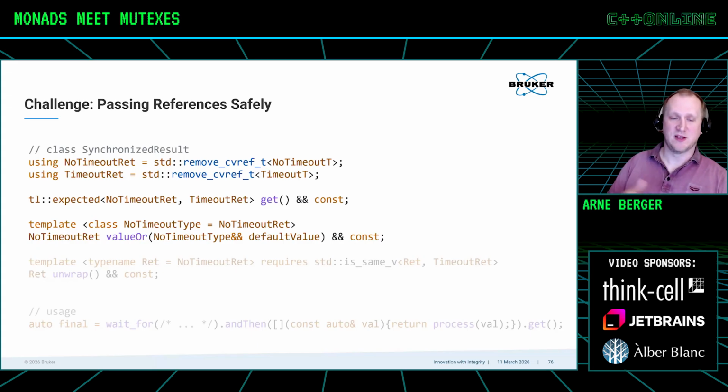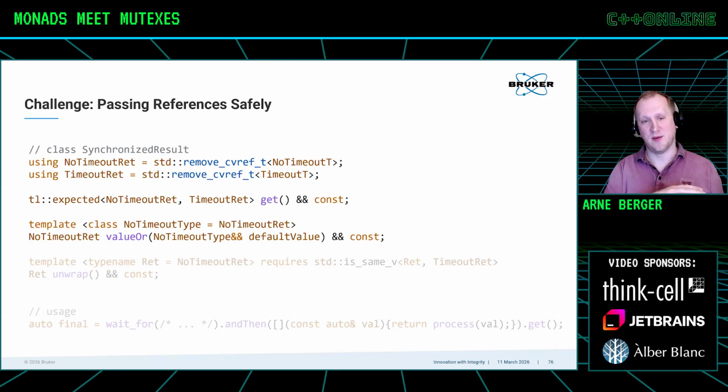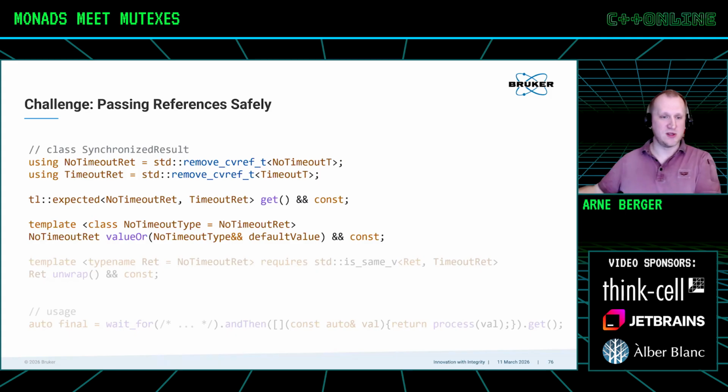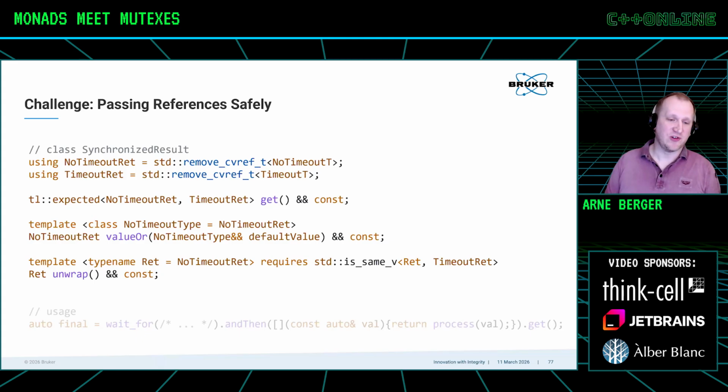So the expected has the non-timeout type and the timeout type, so that you can distinguish which one you are in. If you say, okay, I want the value from the non-timeout path or the other one, you can call value or also get the return type without the reference. Or you have the unwrap function that checks if both paths have the same type after the whole chain, and then just gives you the value for the one that is active.